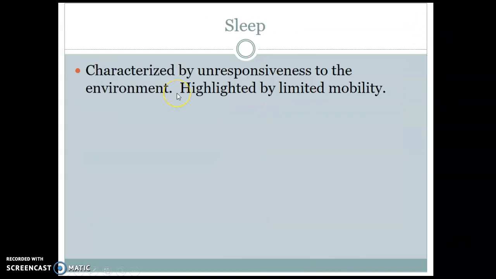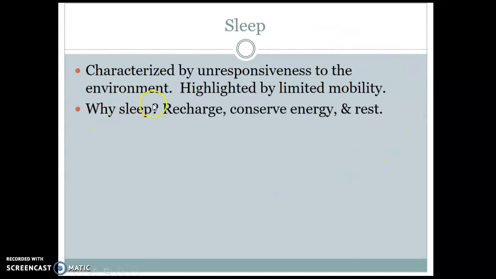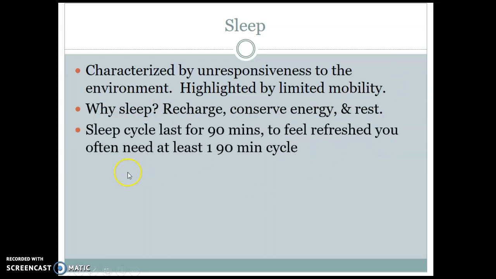So sleep itself is characterized by unresponsiveness to the environment, highlighted by limited mobility. Why do you have limited mobility? So you don't act out your dreams. Because if you acted out your dreams, you could think you're flying, and who knows what could happen there. Why sleep? Obviously, to recharge, conserve energy, and rest. A sleep cycle itself lasts for 90 minutes.